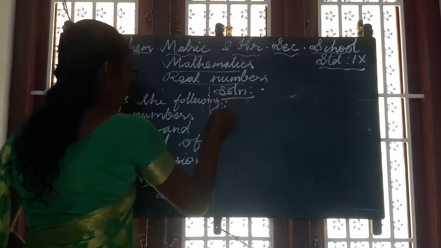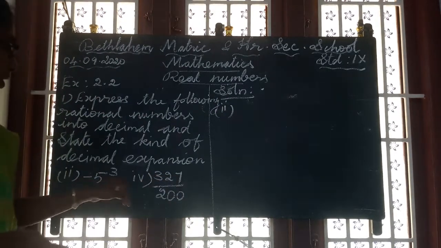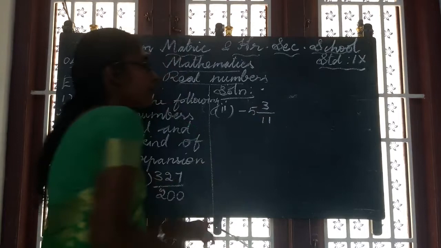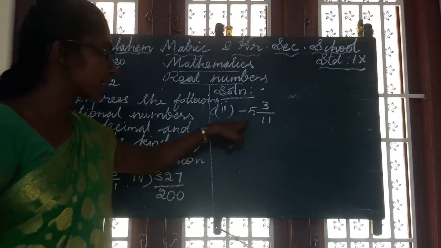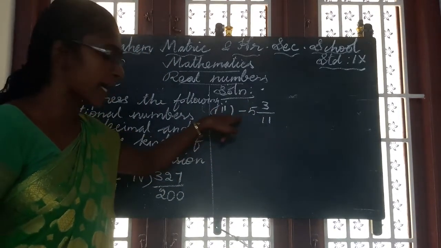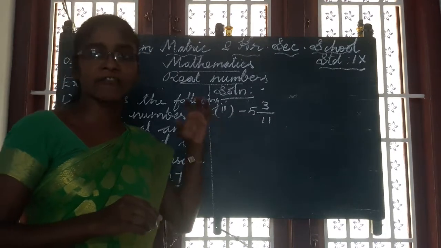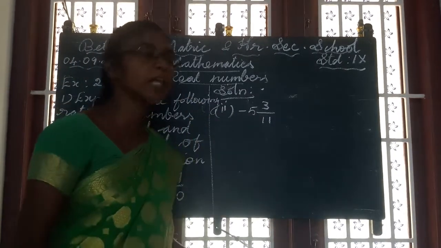Second question, minus 5 3 by 11. First we have to convert. This is a mixed fraction. First we have to convert this into an improper fraction.